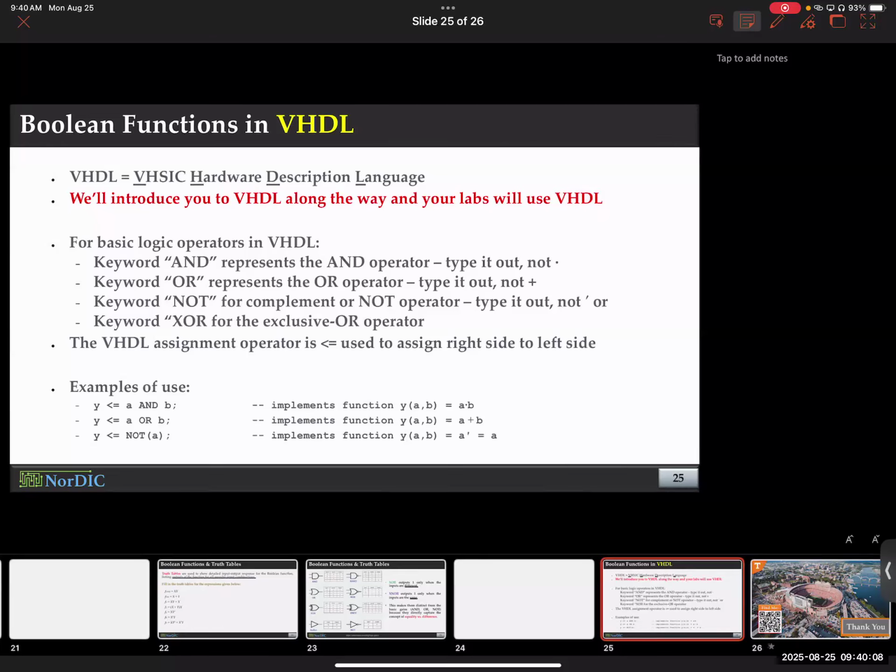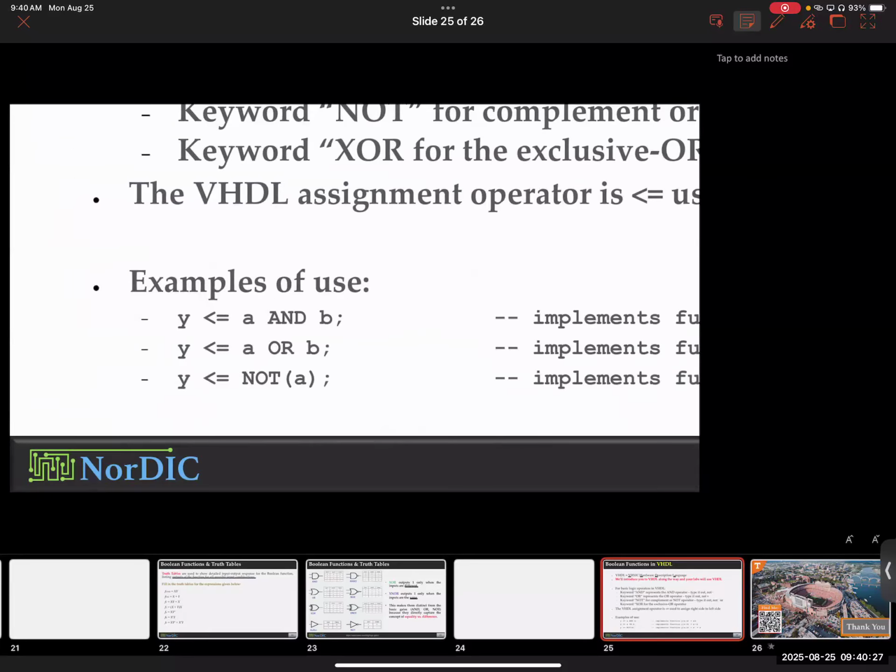So there are many hardware description languages, but there are two that are kind of universally used, and VHDL is one of them, right? And these are also used in industry. We'll introduce you to VHDL in this course. You'll be using them for some of your labs, so don't worry. I just want to show you how you represent different logic operations in VHDL code. Just want to show you how simple it is, because the engineers made it simple, okay?